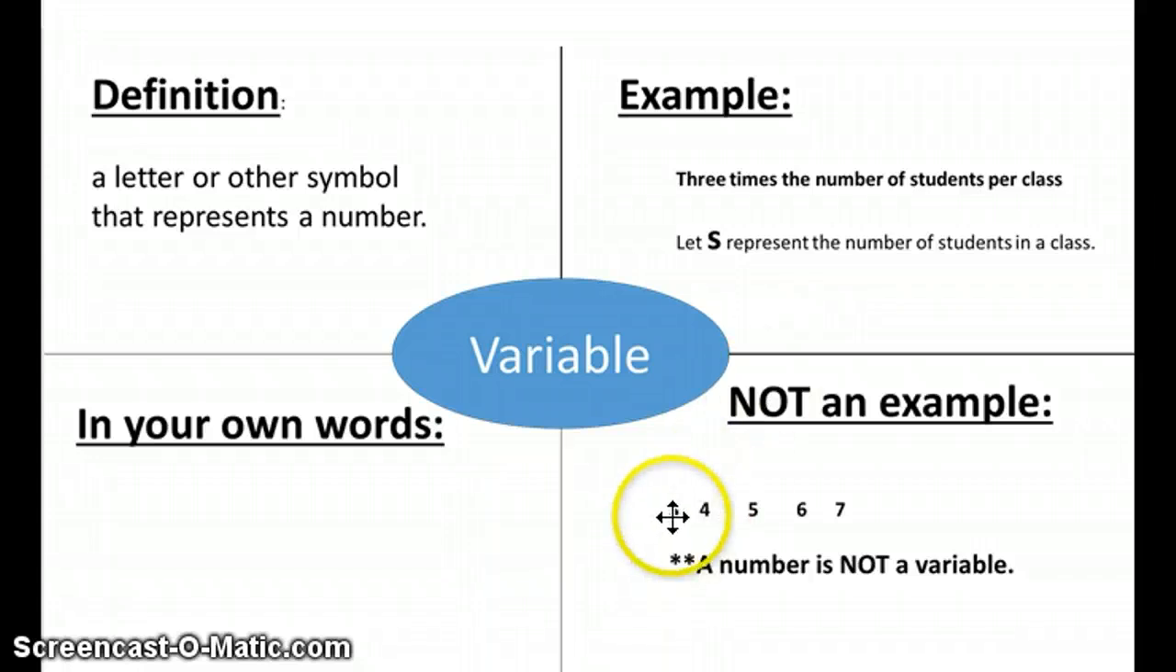Not an example would be 3, 4, 5, 6, and 7. A number is not a variable. A variable, again, is a letter or a different symbol that represents a number when we say it.